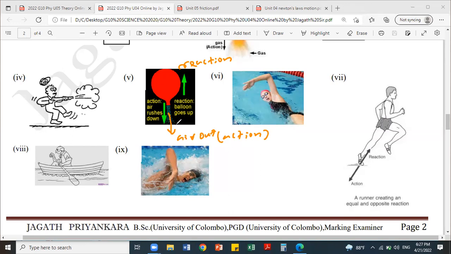So the action is downwards. When you open the mouth of the balloon, air is sent out with a greater force. That is the action.